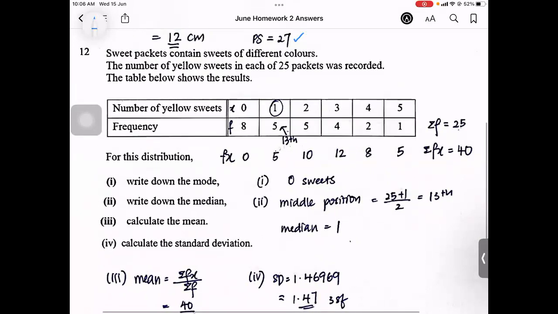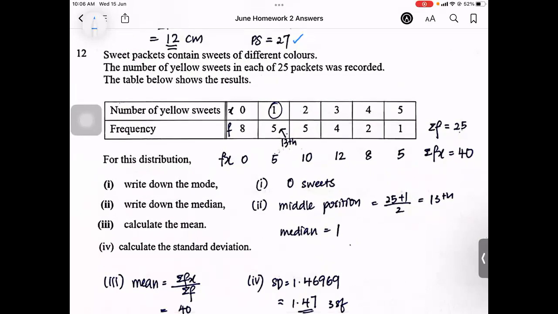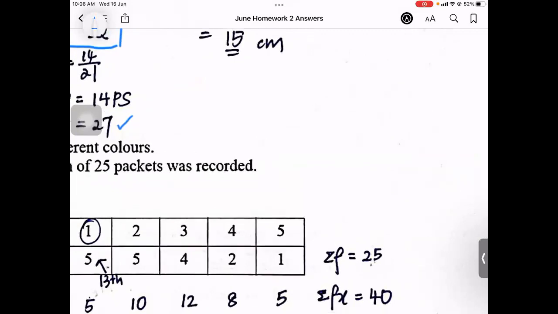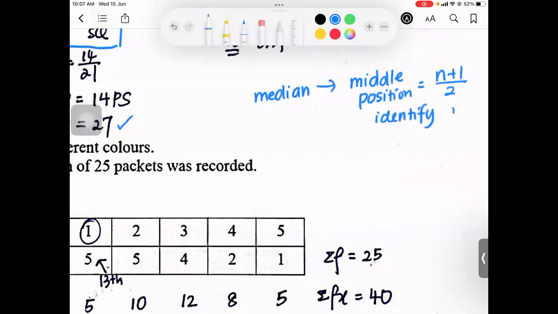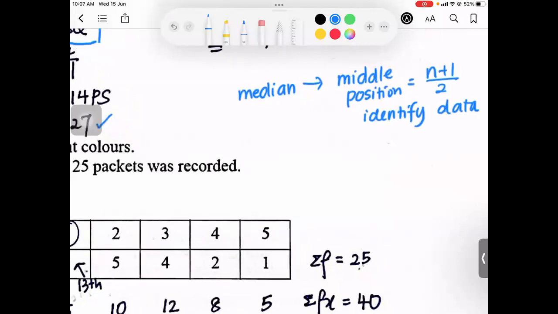Okay, next one, probability. Sweet packets, and then we have 25. So this one is Sec 2 work actually. You don't know whether you still remember. All right, Sec 2 work, let me refresh a little bit of your memory. First one, to find the median. In order to find the median, you need to find the middle position. Median and mean are different, okay? Middle position is the total frequency plus 1, divided by 2. Then you go and identify the data value. Okay, that is for the median.